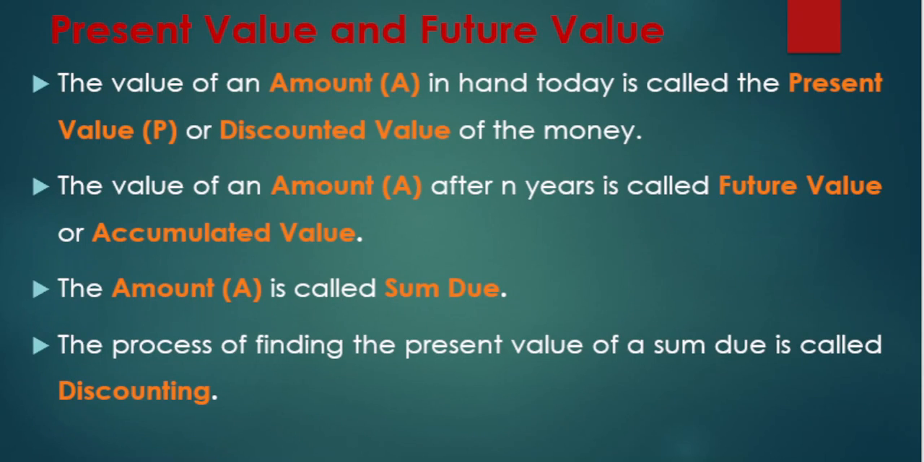Next is present value and future value. The value of an amount A in hand today is called the present value or discounted value of the money. The value of an amount after some time or number of years is called the future value or accumulated value. The amount A is called sum due. The process of finding the present value of a sum due is called discounting.